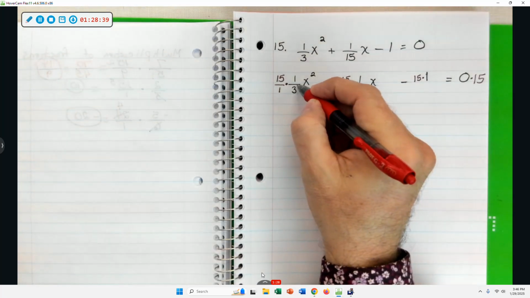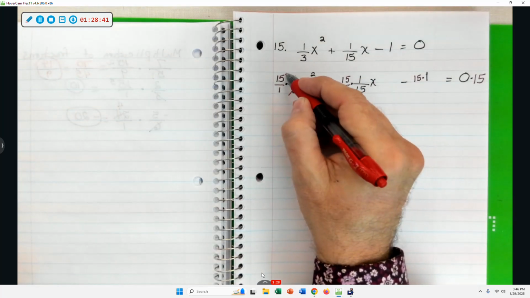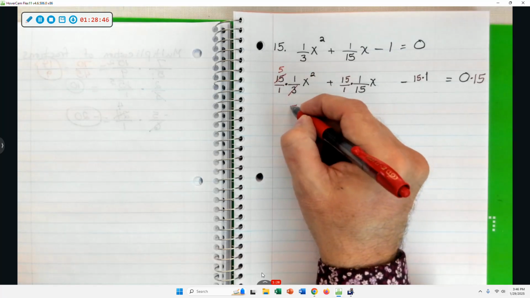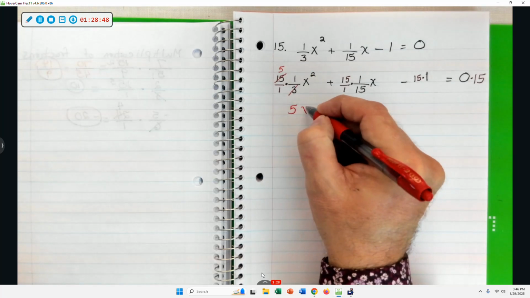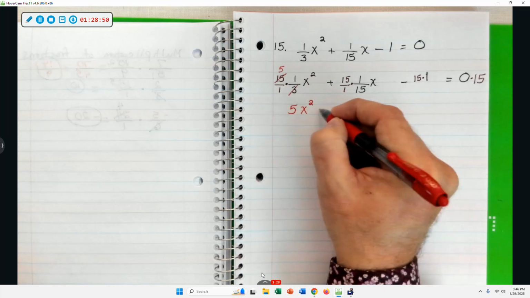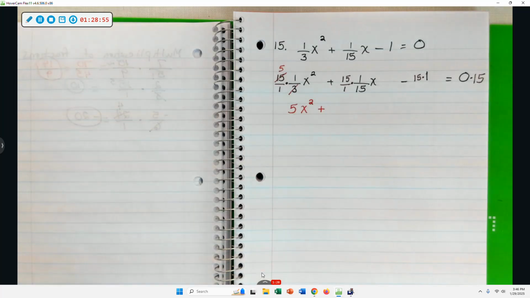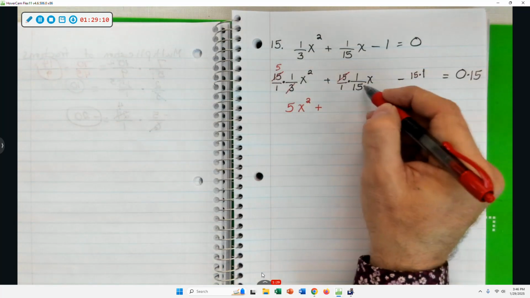Let's see. 3 goes into 15 5 times. 5 times 1. Y'all see how we just went from a 1/3 x squared to just a 5x squared? I'm thinking I'd rather multiply through and have to do a little of that cross canceling than a equals 1/3 and b equals 1/15. There's no time you should ever have to be using fractions with the quadratic formula. Right here, 15's cross cancel.